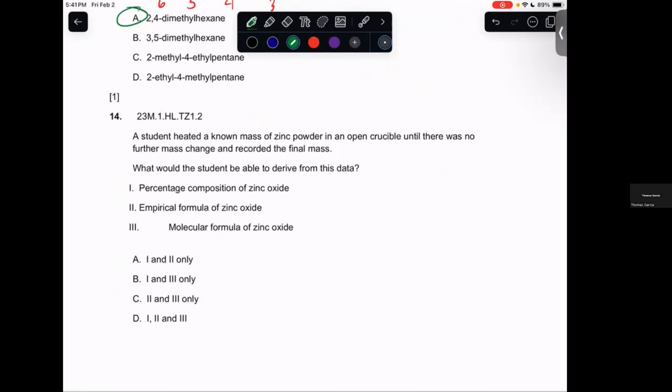Moving on to 14. A student has heated a known mass of zinc powder in an open crucible until there was no further mass change and recorded the final mass. What would the student be able to derive given this data? Well, we can produce the percent composition of zinc oxide. Once we find the mass at the end and the mass at the beginning, that's just straight up stoichiometry. And if we have percents, then we can find the empirical formula because that comes from percent mass, where we just convert that back into grams out of 100 and then divide by the total number of moles.